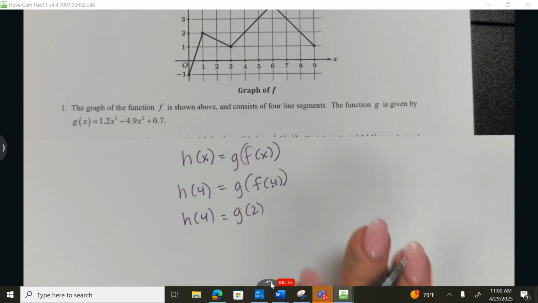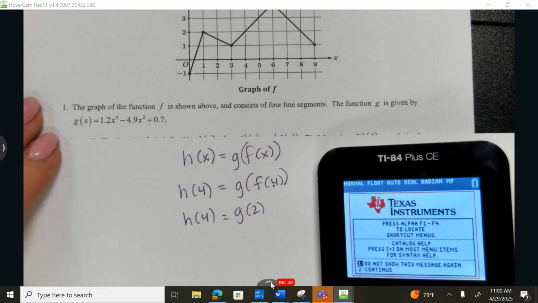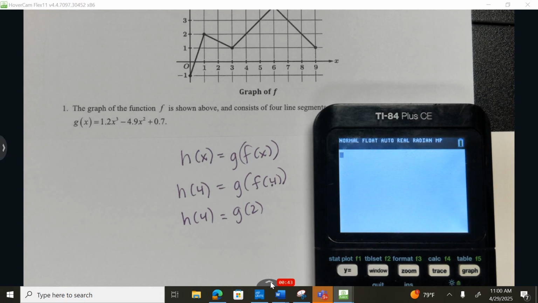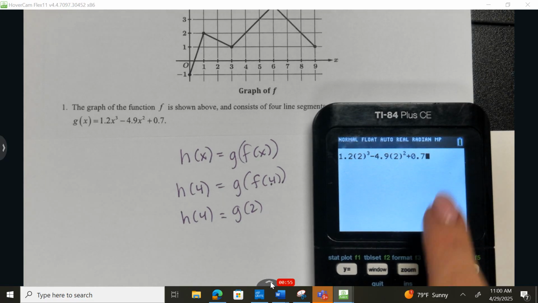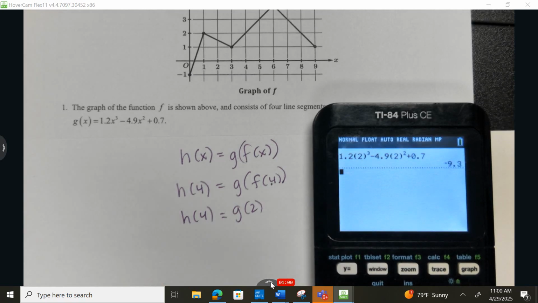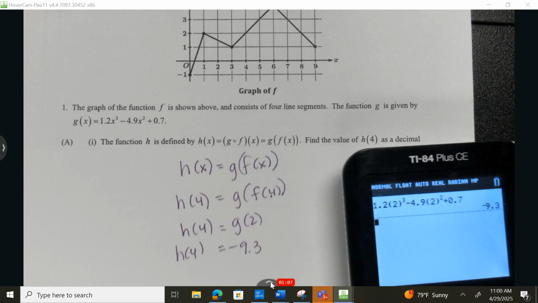Okay, now we're going to use a calculator because this is a calculator-related problem. There's a couple different ways I can do this, but I'm going to go ahead and just substitute in for the x a value of 2. Let's ensure that I did plug it in correctly. It looks good. Now we have h of 4 as negative 9.3. Remember, do not circle your final answer.